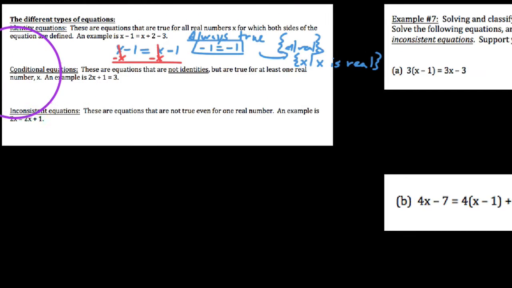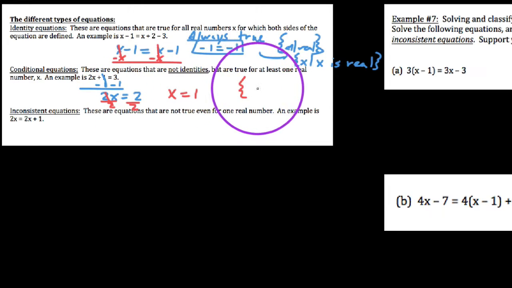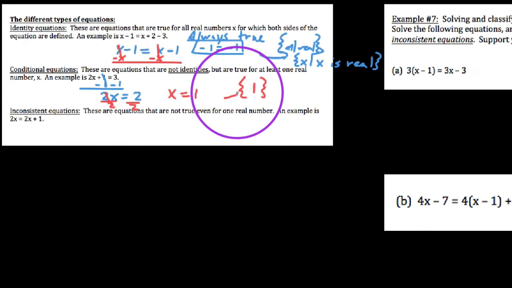Now, conditional equations. Conditional means based on prior conditions, only true under certain conditions. These are equations that are not identities. That is, they're not true for all x values, but they're true for at least one. An example would be 2x plus 1 is equal to 3. If I subtract 1 from both sides, I get 2x is equal to 2. Then we can divide both sides by 2, and I get x equals 1. So our solution set here is not all real numbers, but there is at least one real number that, when we plug it into this equation, gives a true statement. That is what we refer to as a conditional equation.